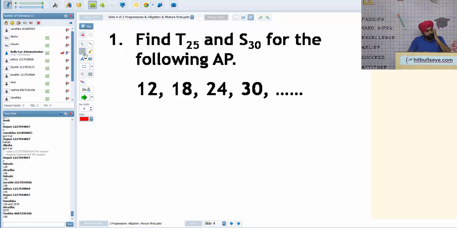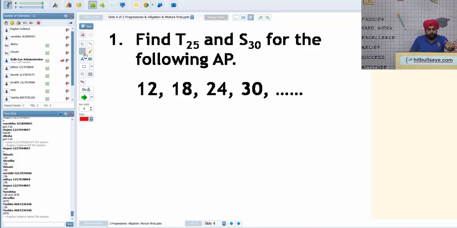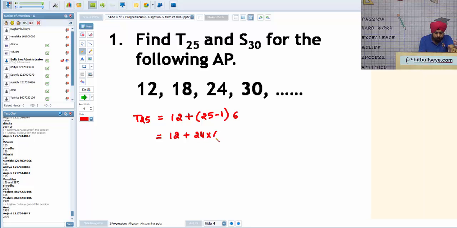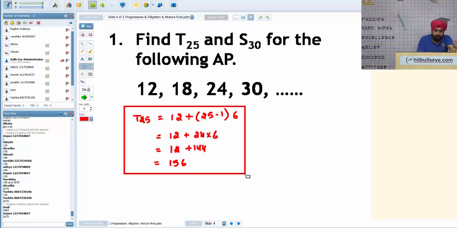Vanshika says 2970. Shraddha says it is 2070. So let's do it, students. T25 is a, here 12, plus (n minus 1), n is 25. And how much is d here, students? D is 6. So 12 plus 24 into 6. 24 into 6 is 144. So the answer comes out to be 156 for T25.